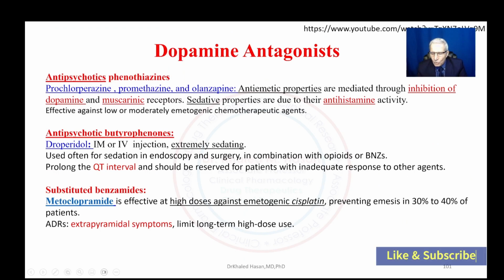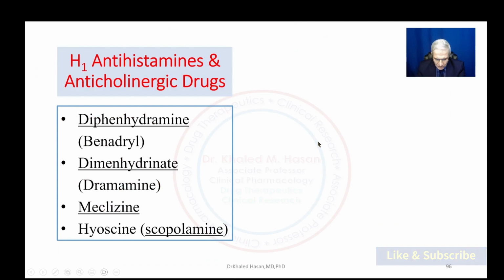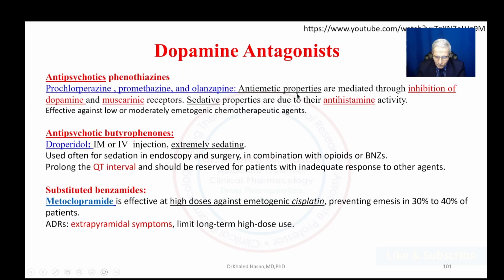Okay, so we're done with the first group of medication. We discussed the antihistamine, anticholinergic group, and this group of medications is mainly used for patients suffering from motion sickness. So please remember this group of medication is mainly used for patients suffering from motion sickness. Okay, moving to the second group of medication now, we have dopamine antagonists.